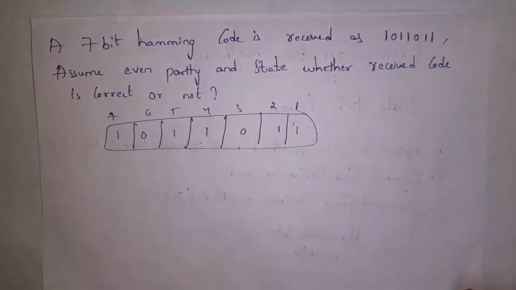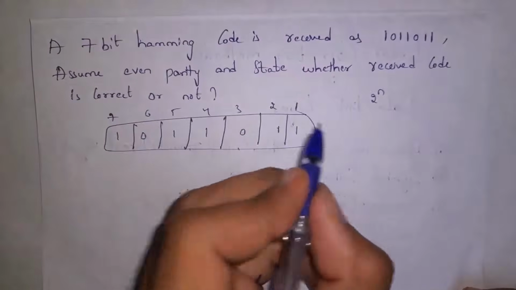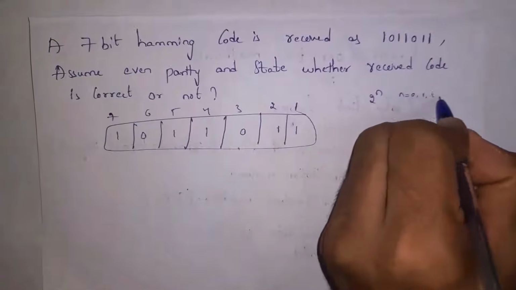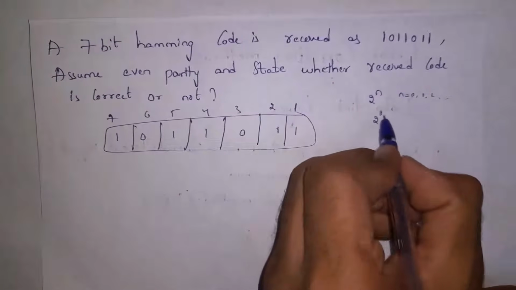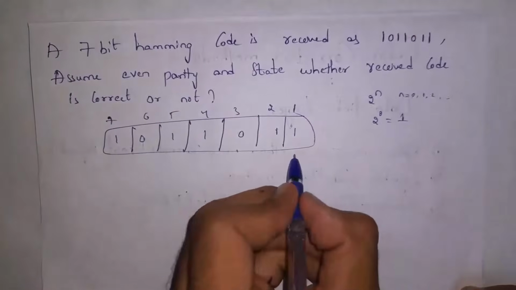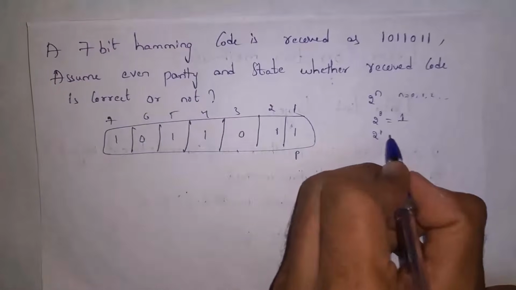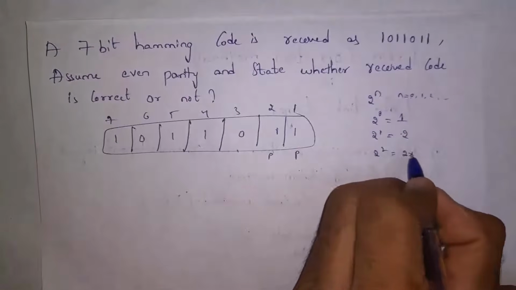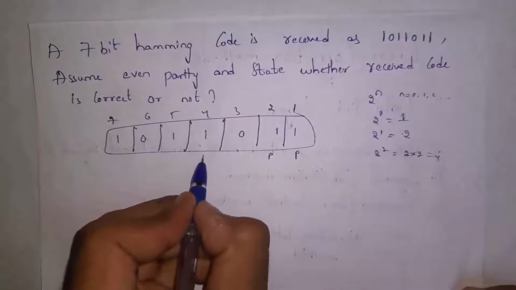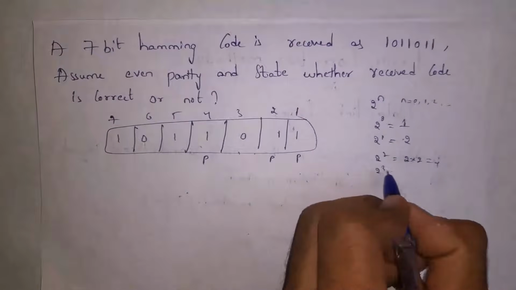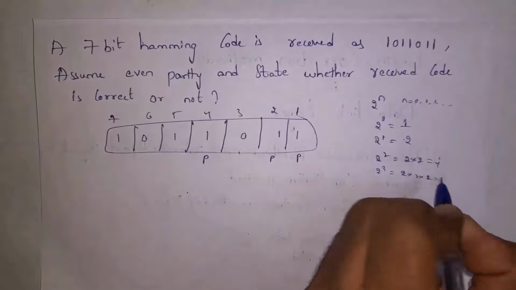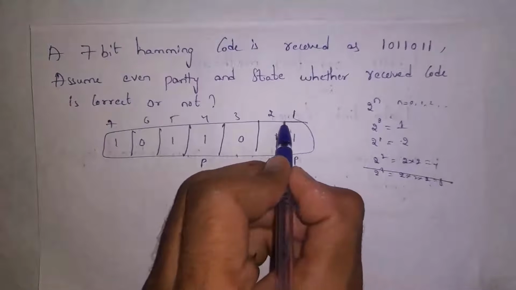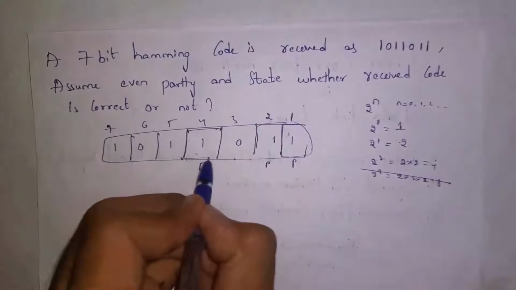At first we need to find the parity bits. In order to find the positions of parity bits, the formula is 2 power n, where n equals 0, 1, 2, 3, and so on. First we take 2 power 0, which is 1. So the parity bit position is 1. Next 2 power 1, so the parity bit position is 2. Next 2 squared, that is 2 into 2, which equals 4. So the parity bit position is 4. Next 2 cubed, that is 2 into 2 into 2, which is 8. Position 8 is not available, so we can ignore it. So now we got the positions of parity bits. They are P1, P2 and P4.